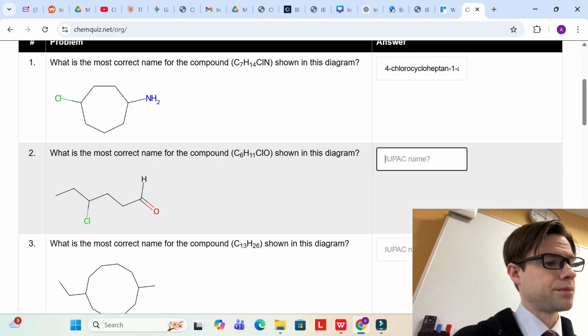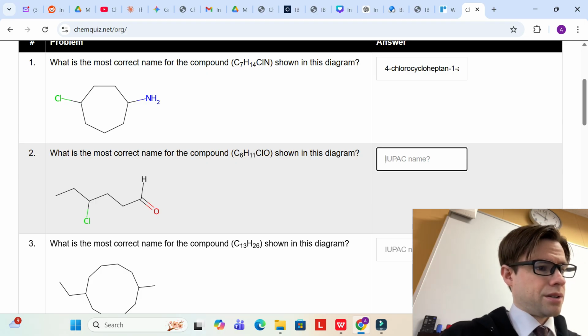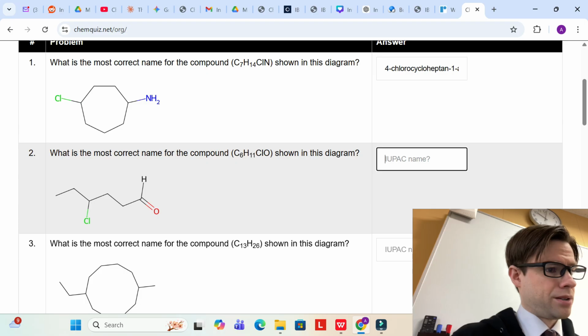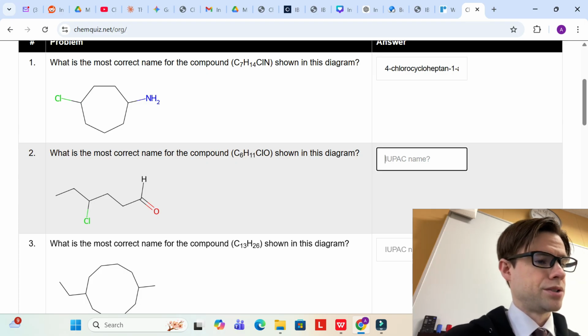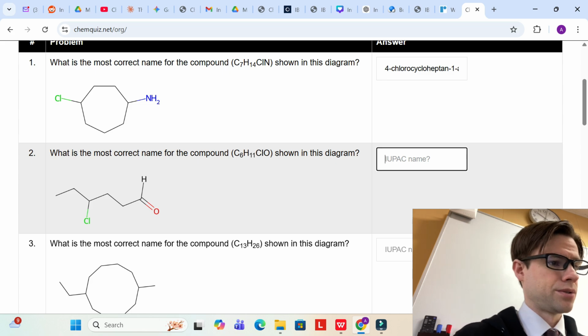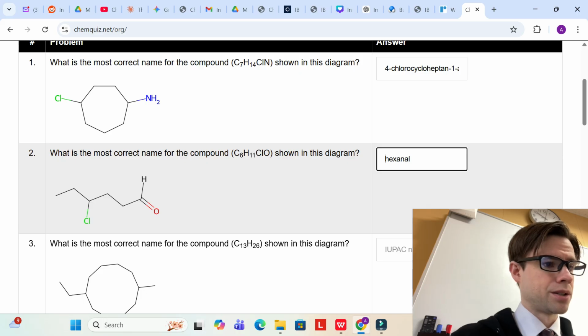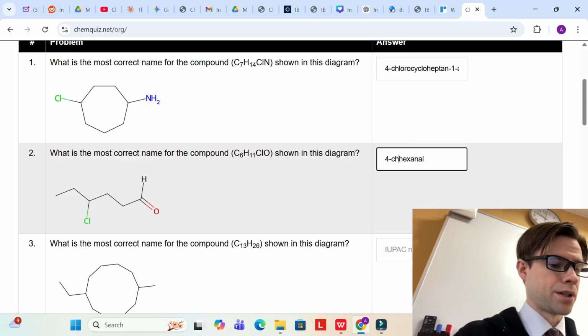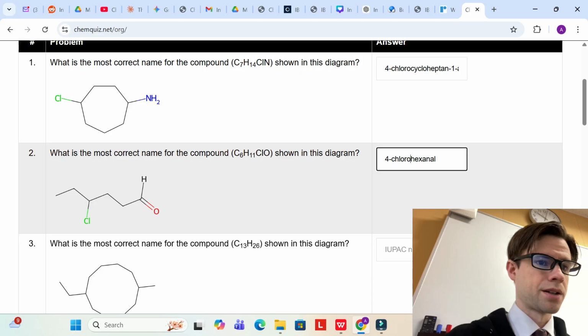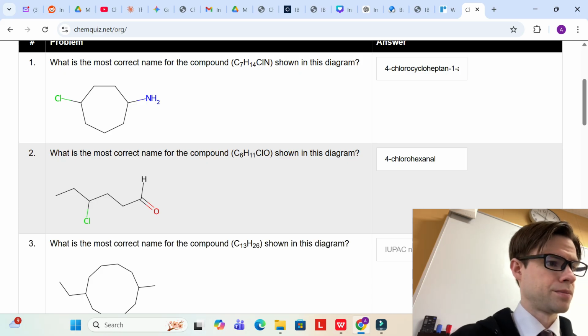C6H11ClO with this structure. All right, maybe not too bad. It looks like an aldehyde on the right, so we'll have that as carbon 1, and then just count the length of this chain. 1, 2, 3, 4, 5, 6. So this will be hexanal. We don't need a locant. Aldehydes are always carbon 1. Then where will that chloro be? 1, 2, 3, 4. 4-chlorohexanal should be.